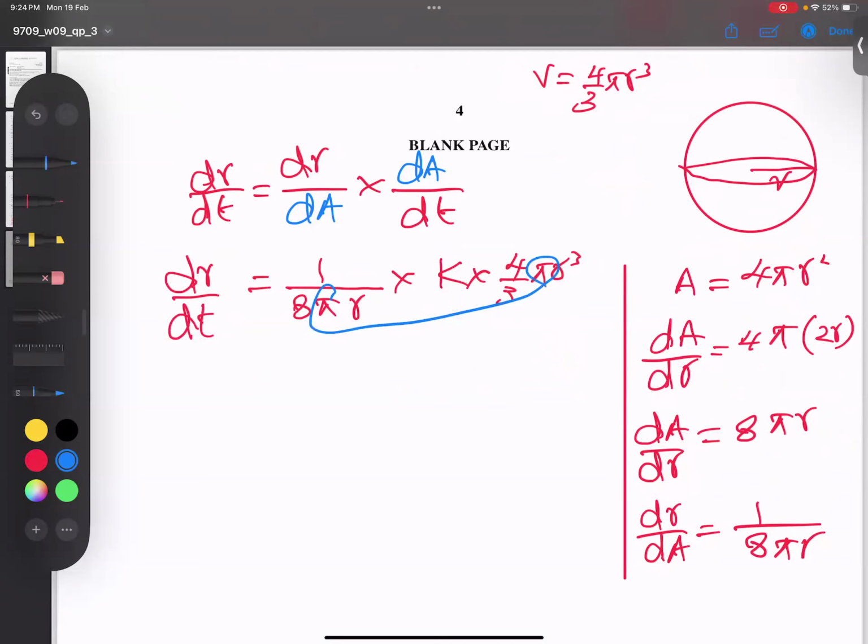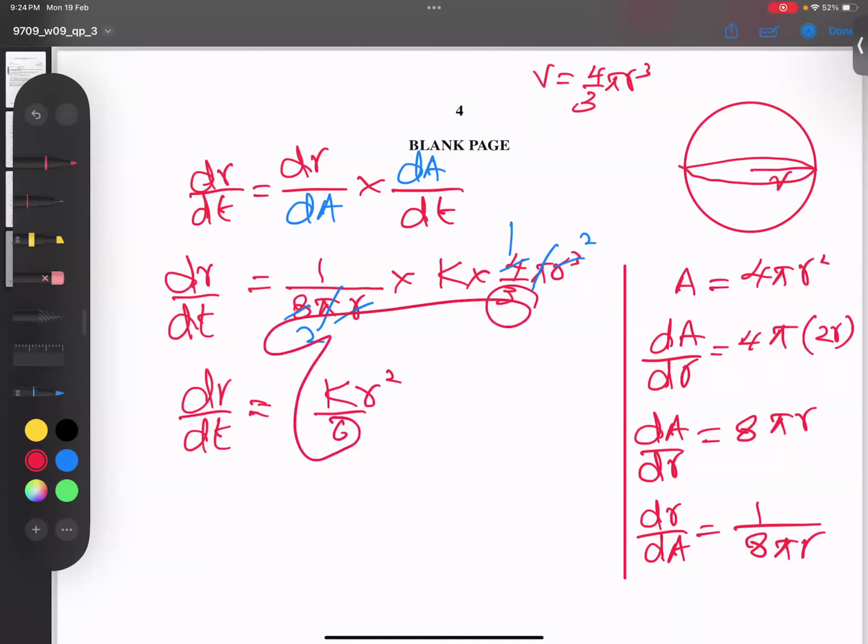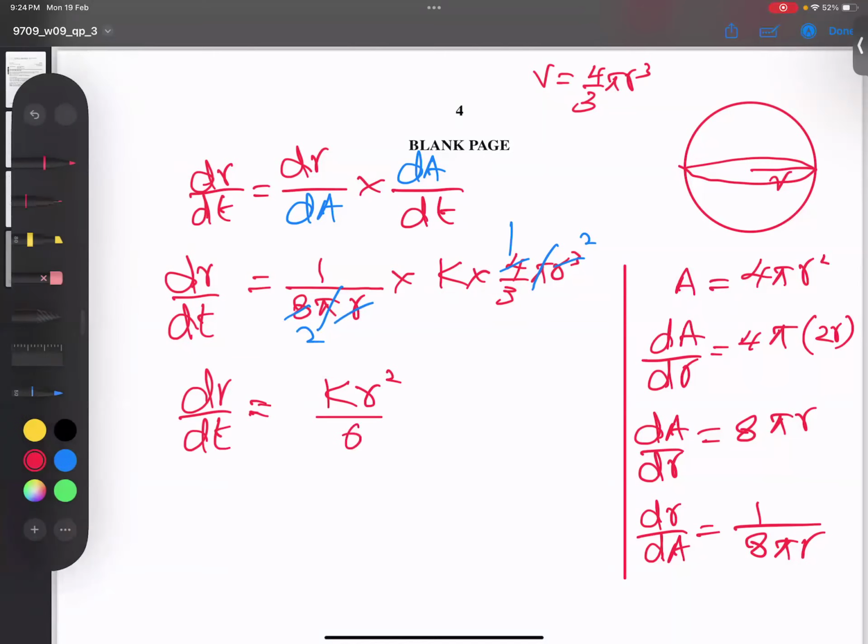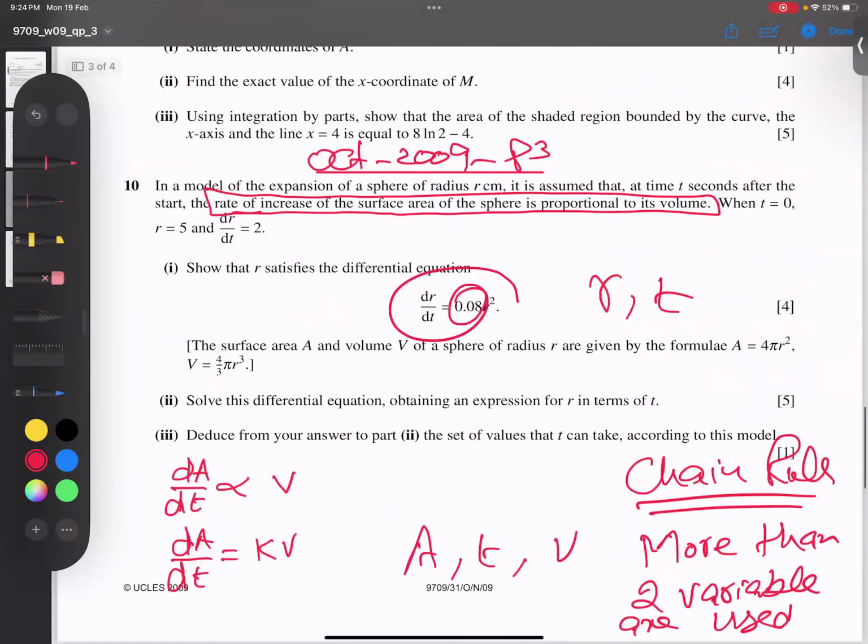R cancels, pi cancels. 4 ones are 4, 4 twos are 8. R cancels with r squared. And this I get: dr by dt equals k times 2, r squared by 6. 3 twos are 6. I believe you understand up till now what I have done here. Now, students, is our target achieved? No, we have to get rid of the k value. So how do we get rid of the k value?